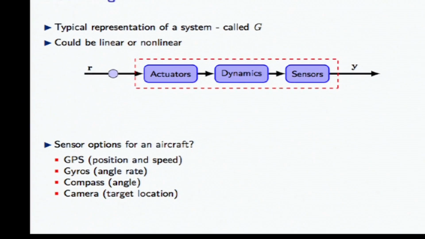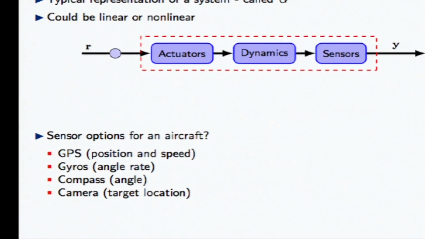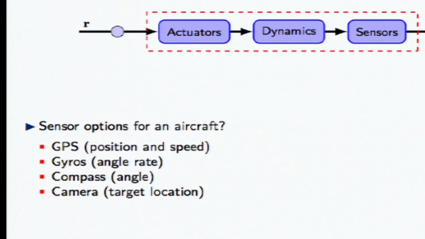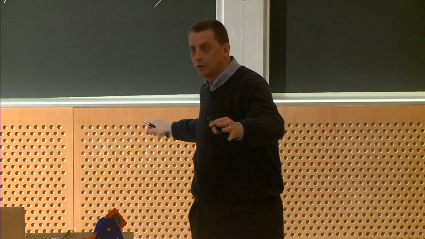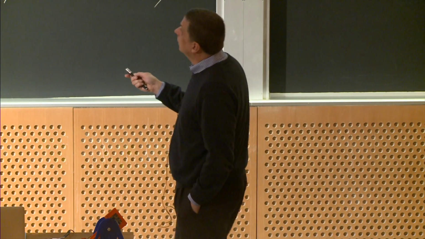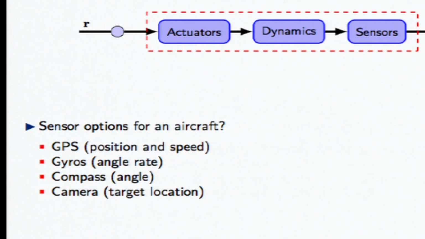If you're going to be outside, GPS gives you great information about position and velocity, as long as you can see the satellites. You add gyros, which tell you angle rate, meaning how you're turning like this or turning like that. So that helps you figure out where you're pointing. If you have a compass, you can start thinking about where you're heading.